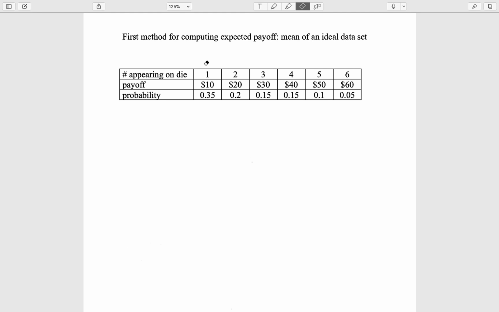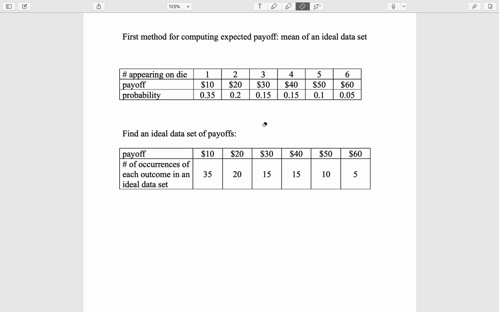To use the first method for computing expected payoff, to find the mean of an ideal dataset of payoffs, we first need to find an ideal dataset to work with. That means a certain number of copies of each of these dollar amounts, so that that set of numbers is perfectly representative of what happens in the long run. Now, since the probabilities are given as two-place decimals, an easy way to find an ideal dataset is to multiply the probabilities through by 100, which means shifting the decimal point 2 places to the right.